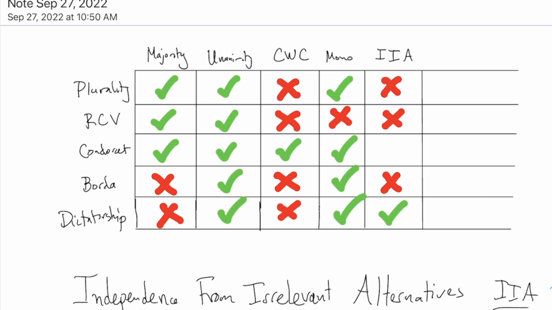Anyway, the last blank spot there is a check. That's what we just explained. The Condorcet method does satisfy the IIA. Like so.